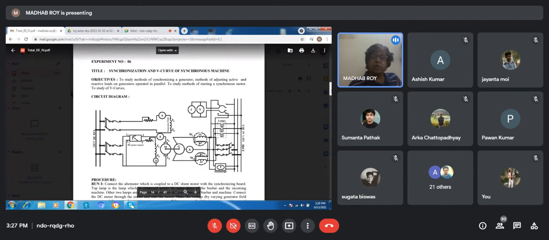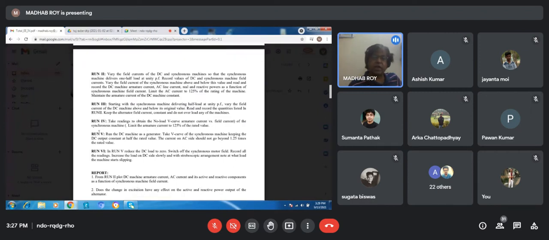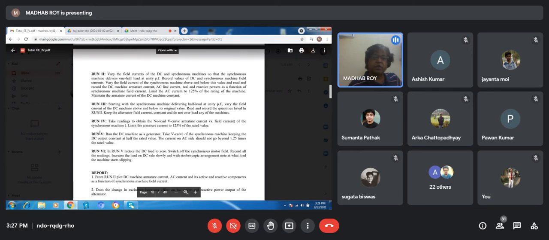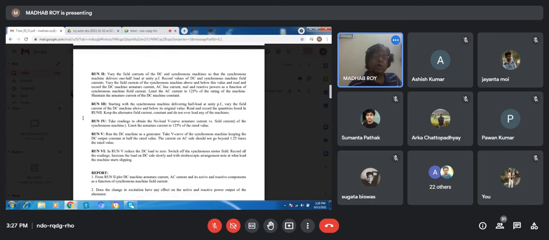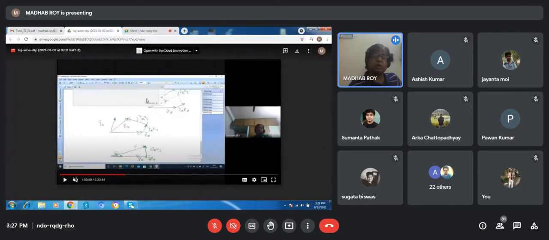So now we have to go for the next result. The next result is to take the readings to obtain the no load V curve. We have taken number 4. Now we have to run number 5. Synchronous machine. Then take readings to obtain the no load V curve: armature current and field current of the synchronous machine at no load. Number 4 is called the no load V curve. So now we go for the V curve here.